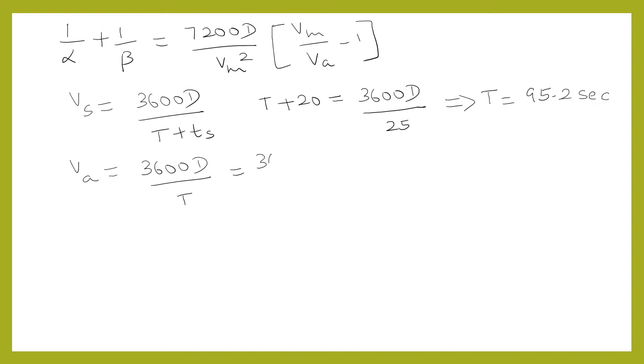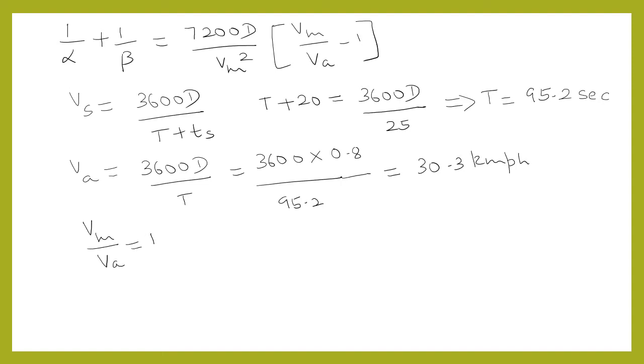Now we have the equation for Va as 3600 d by t. So we get it as 3600 into 0.8 by 95.2. So the value of Va, we get it as 30.3 km per hour. So the ratio of Vm by Va is 1.2, which implies the value of maximum speed Vm equal to 36.36 km per hour.